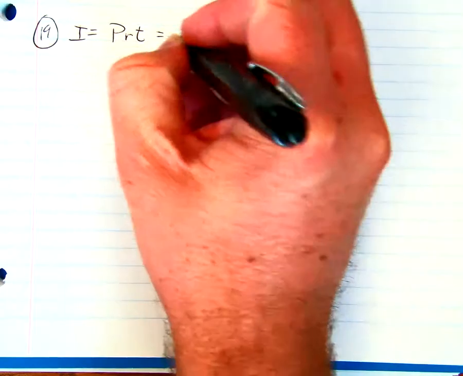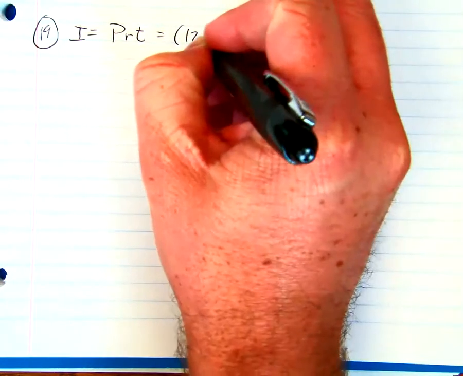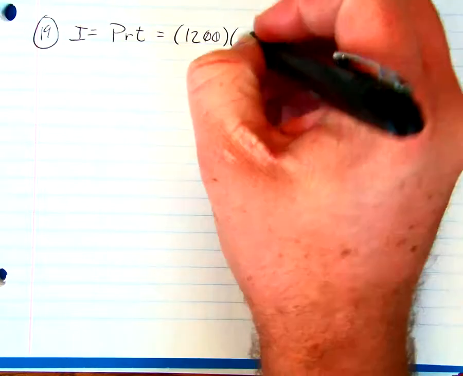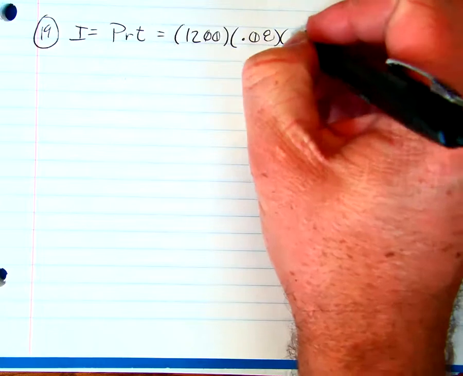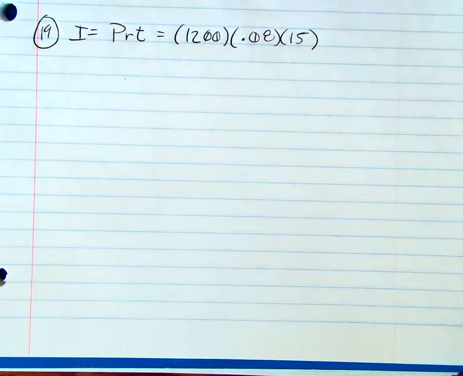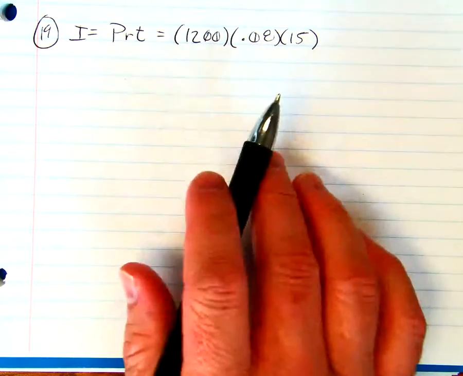So if we put this together, the principal amount is $1,200. The interest rate is 8%, so 0.08. And then the time is 15 years. So if we multiply these together, we're going to get the amount of interest that was earned.